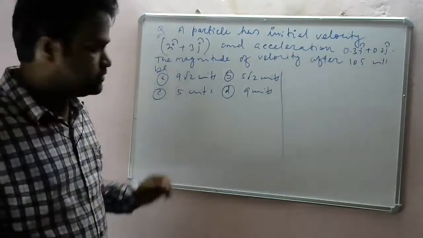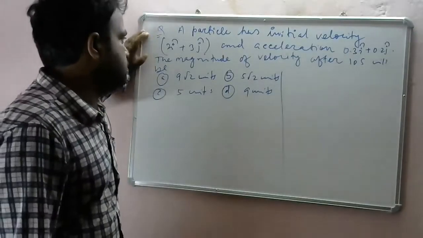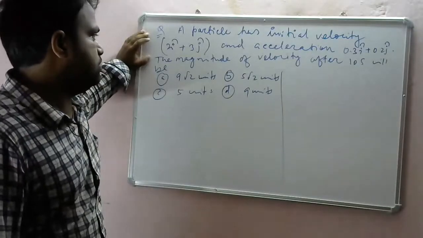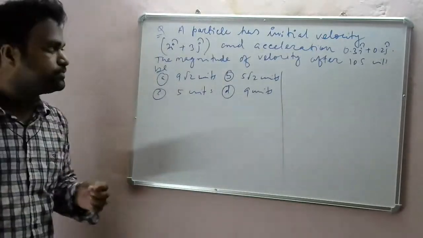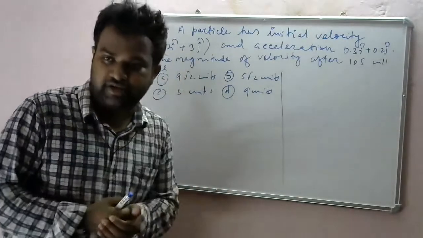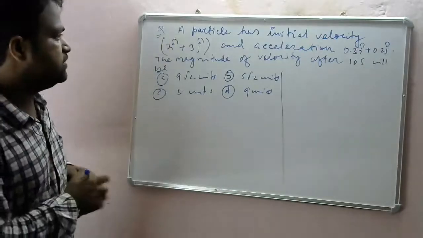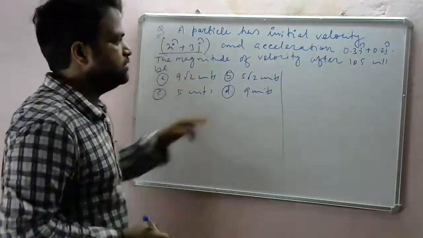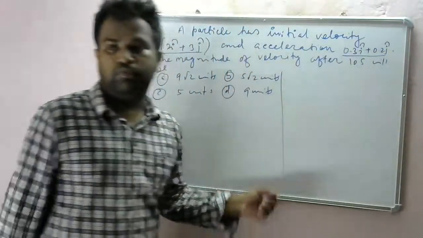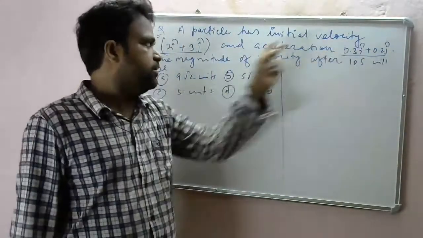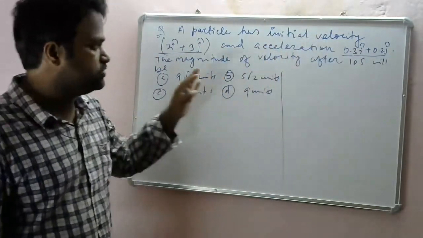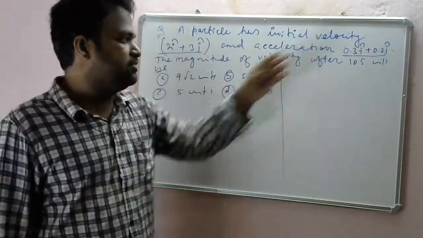Okay, good evening. So let us solve one more question from your motion in a plane chapter. A particle has an initial velocity 2i cap plus 3j cap. So velocity is given. Then acceleration is 0.3i plus 0.2j. That means velocity and acceleration are given. The question asks for the magnitude of velocity after 10 seconds.